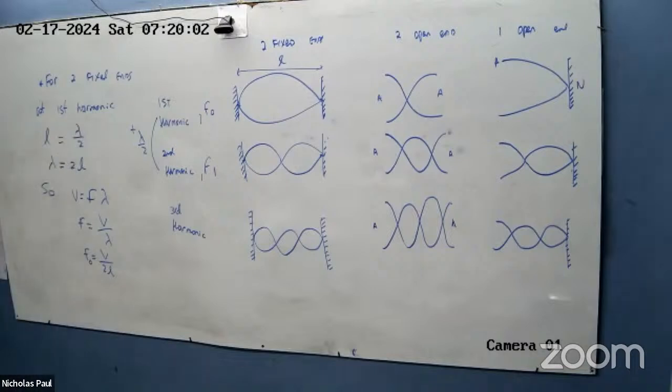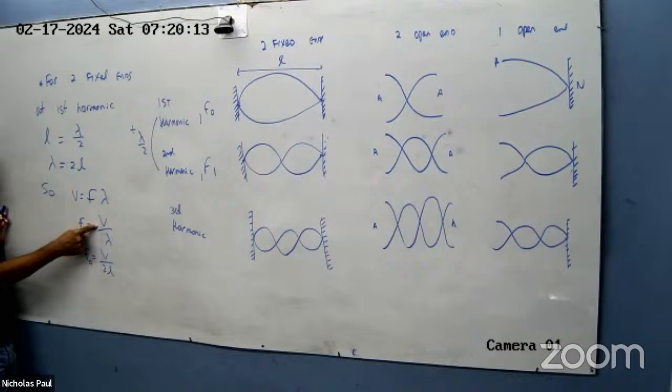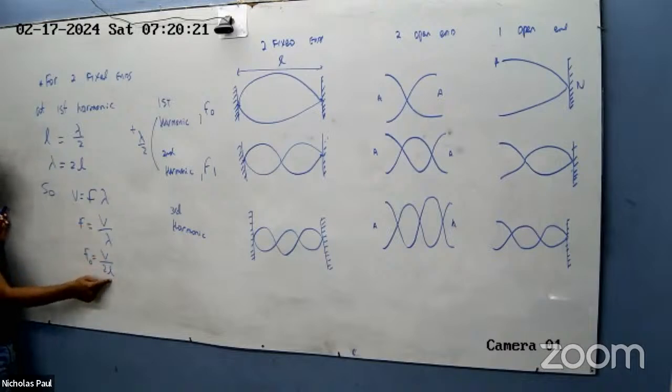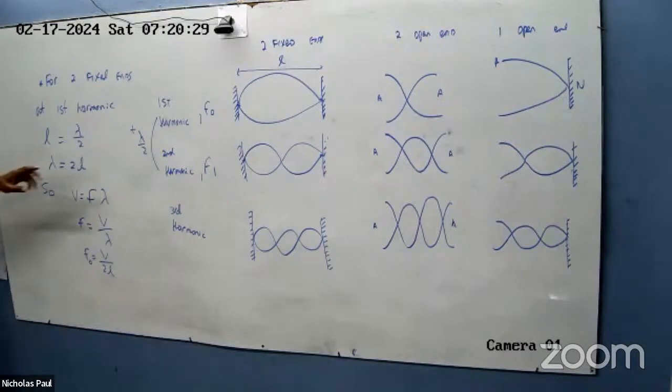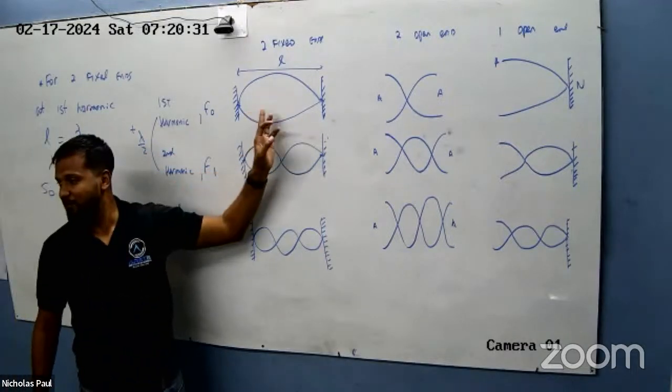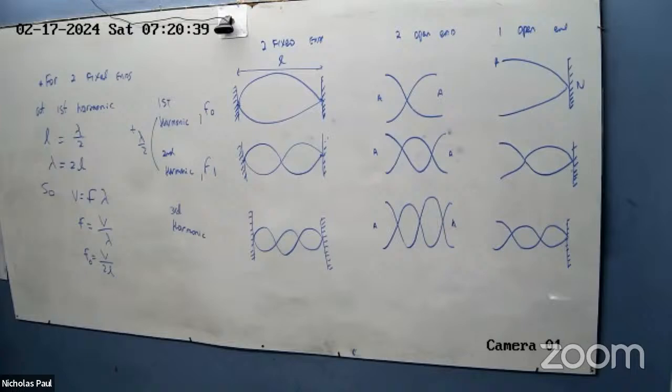You see that? So watch here. Frequency is V on lambda. If we know V, which is the speed of the wave, and we know L, we can find F0. L is the length of the column. Everybody okay with that?